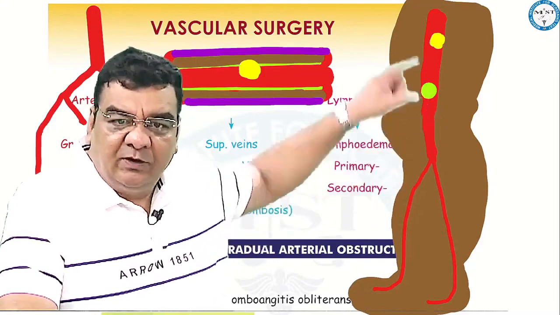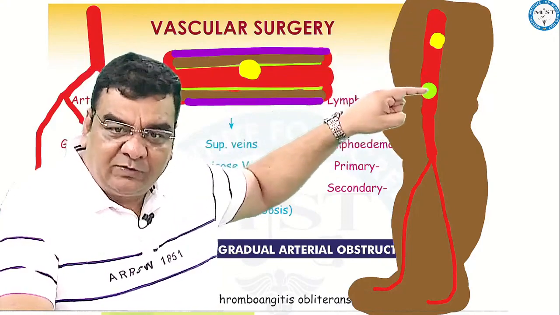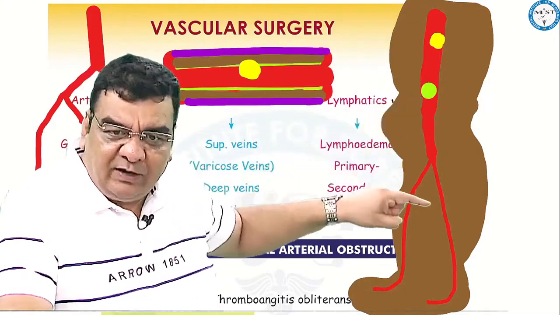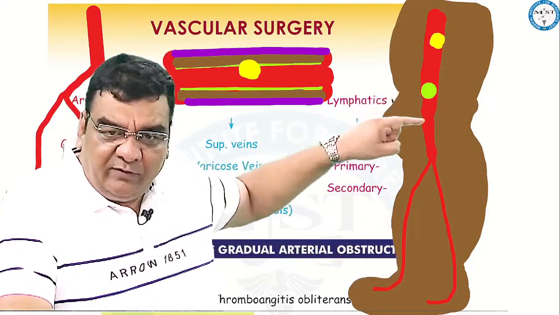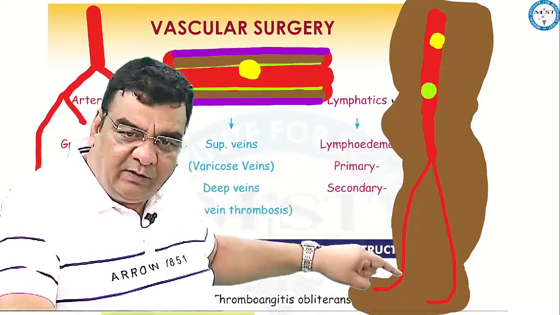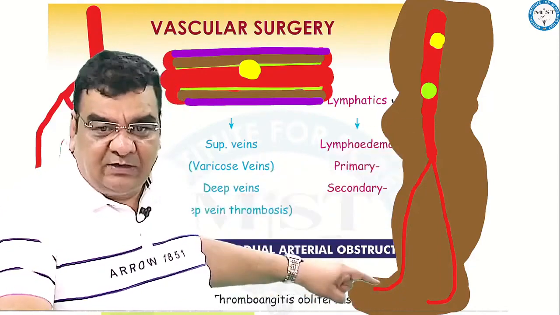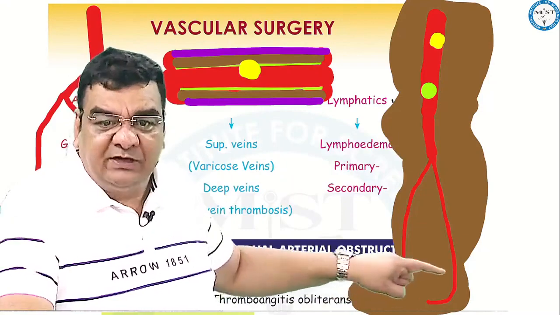Below the obstruction, where is the blood coming from, beta? Blood is coming from above. So below the obstruction, less amount of blood is coming. So there will be less pressure in these vessels and the nature of pulse will become low volume or feeble. Or sometimes the distal pulses may even be absent.